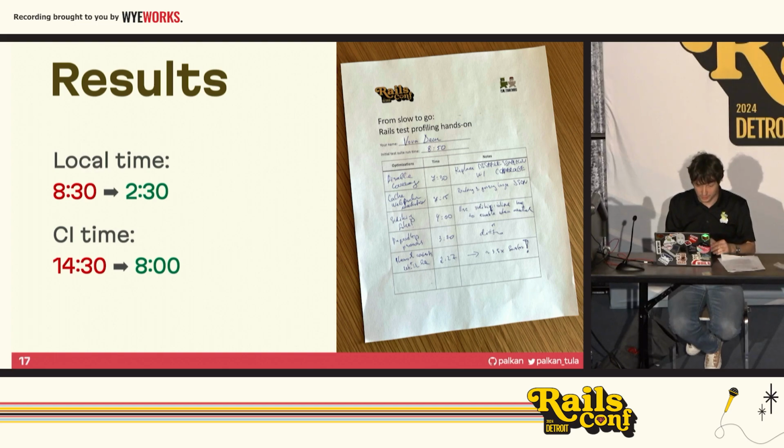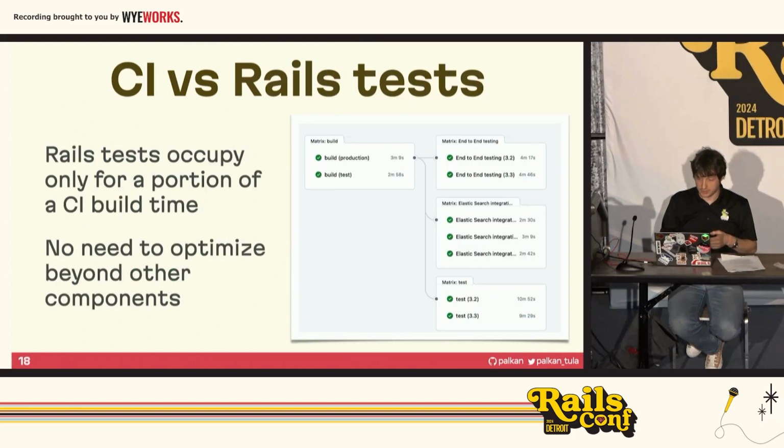I wanted to add some interactivity to this workshop. I also tried to run the test suite on CI using the same CI setup that Mastodon uses. And there I got about the same difference, but the absolute numbers are not the same, right? That's because CIs are more complicated. We have different phases. We have setup, installing or restoring dependencies, and so on. And we have some parallel jobs within the same testing workflow.